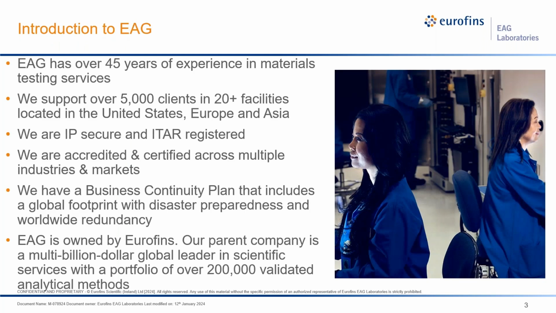So, introduction to EAG. EAG has over 45 years of experience in materials testing services. We started here in the San Francisco Bay Area in San Carlos, where we started specifically looking at the dopants in semiconductors using SIMS, secondary ion mass spectrometers. We have grown that business to include many, many different techniques, focus on semiconductor, but also across the industries that are here, both here in California, in Silicon Valley, but across the world.